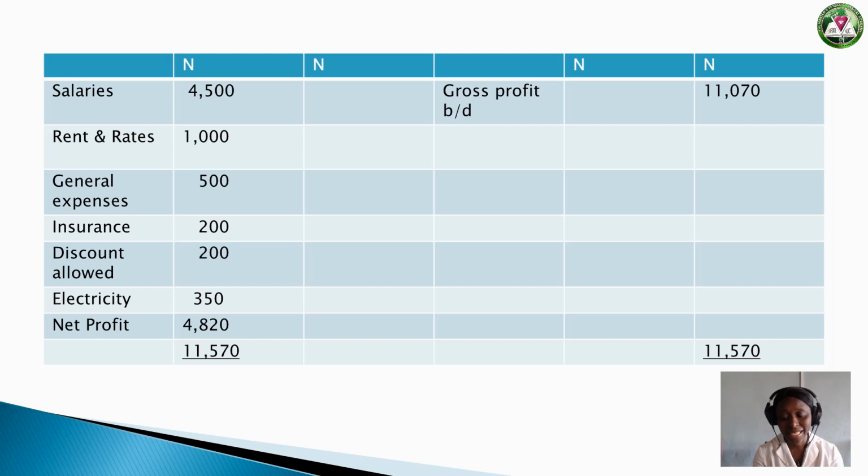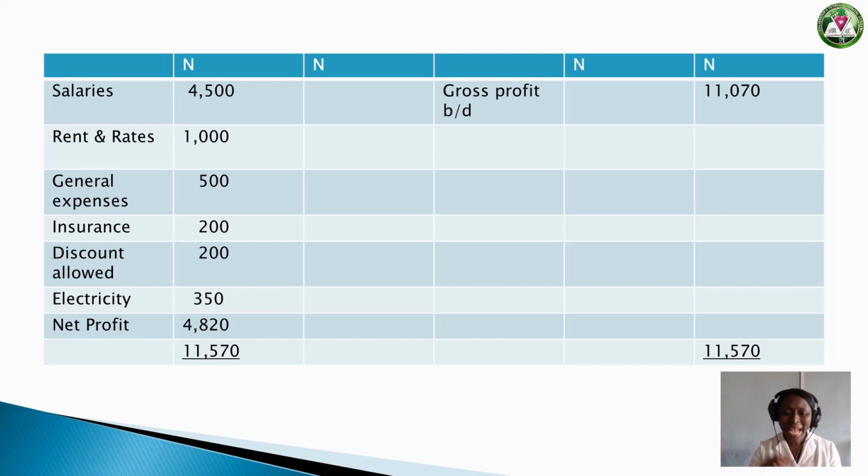Once you've done that, now total all the expenses. Don't do it directly, like I've told you before. Do it on a rough sheet, on a paper. Add everything, starting from the salary, rent, general expenses, insurance, discount allowed, electricity, and it will give you 6,750. As you can see now, the 6,750 does not appear anywhere, so in that case you will do it on a rough sheet. So it gave us 6,750.